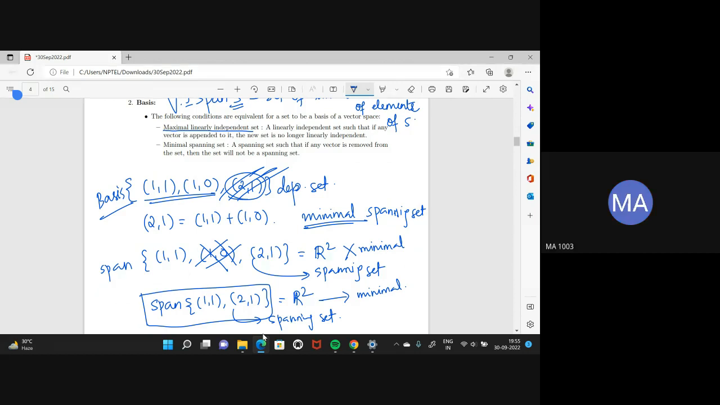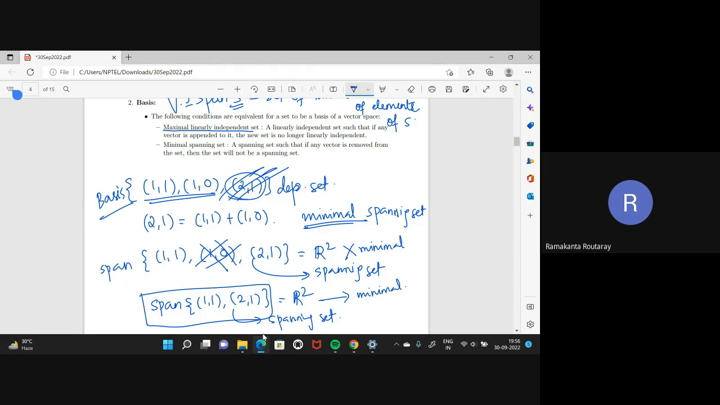So do you agree that a minimal spanning set has to be a basis? Yes, ma'am. And a maximal linearly independent set has to be a basis? Yes. A linearly independent set means you don't have any unnecessary information. If you add one more piece of information, it becomes unnecessary, which means the set has the required amount of information and nothing unnecessary. So it is a basis.